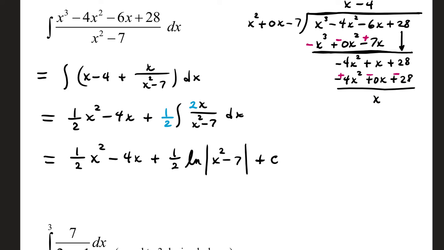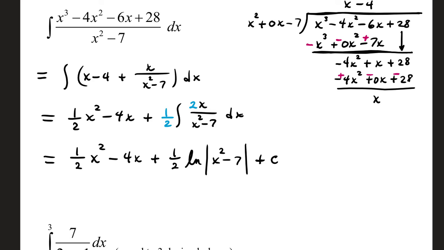So this big fraction in the original problem can be rewritten as x minus 4 plus x over x squared minus 7. It's quotient plus remainder over divisor. That's how you translate that out. This fraction and the expression in the parentheses are the same.